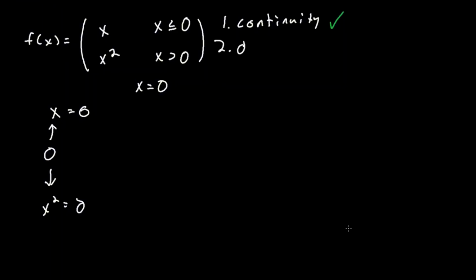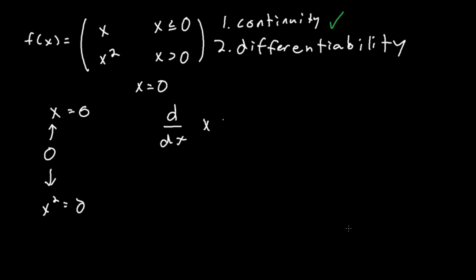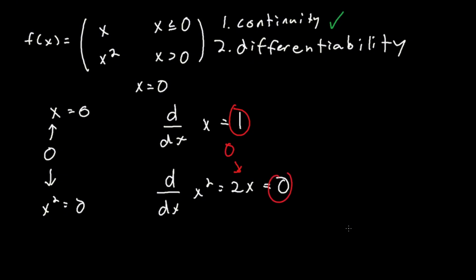But we haven't checked for differentiability yet. So let's check for differentiability. Let's find the derivatives of both of these functions. The derivative of x is equal to 1. And the derivative of x squared is equal to 2x. So let's plug in 0 into both of these. If you plug in 0 into 1, you still get 1. So the derivative is just 1 for your function x, no matter where you go. But if you plug in 0 into 2x, you get 0 times 2, which is just 0. So therefore, the derivatives are not the same at their intersecting point. Therefore, this function is not differentiable at x equals 0.